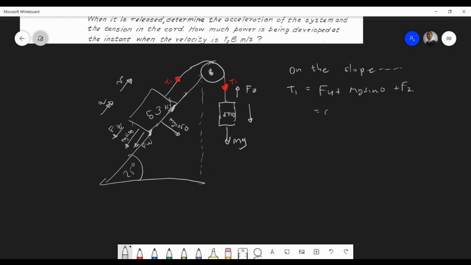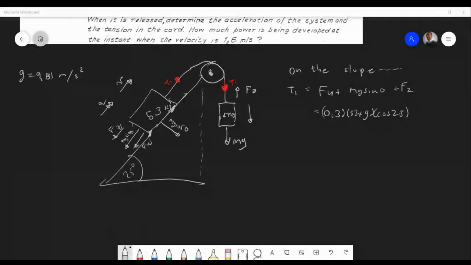So F mu is 0.3 times 53 times g. I'm just going to use g as 9.81, easy to write, times cos of 25. Just following the book style of thought here. So g is 9.81, guys, we're on Earth. Well, not particularly on Earth. This is the generally accepted gravity. Let's just look at gravity at Cape Town rather.